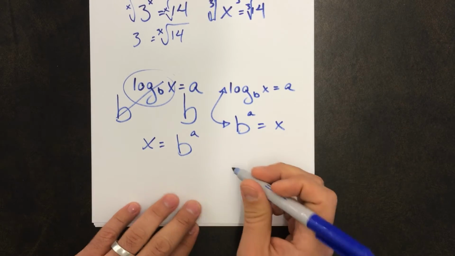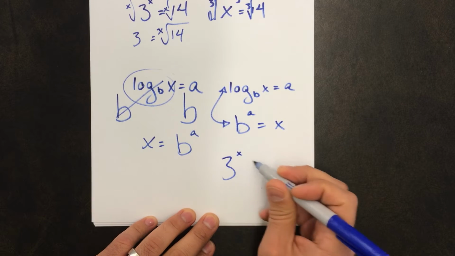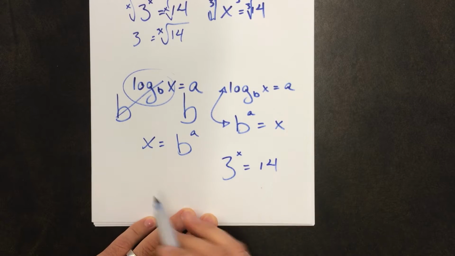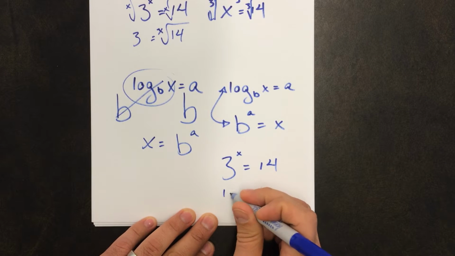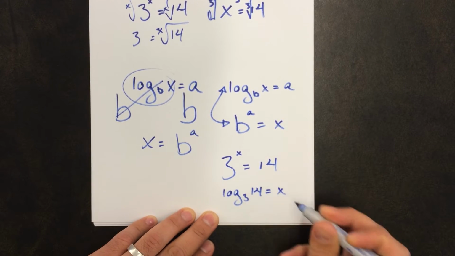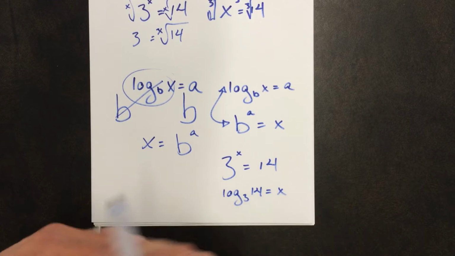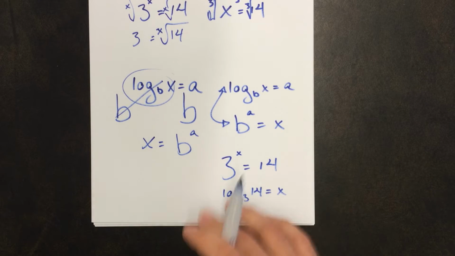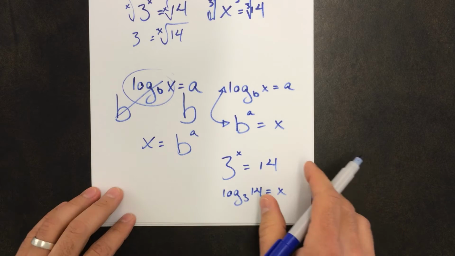So what does that mean? If I have 3 to the power of x equals 14, I'm going to write this in logarithmic form. It's going to be log base 3 of 14 equals x. Now I have the x by itself, so I can figure out what that equals. And we're not to that point yet, but we will get to that point, okay?